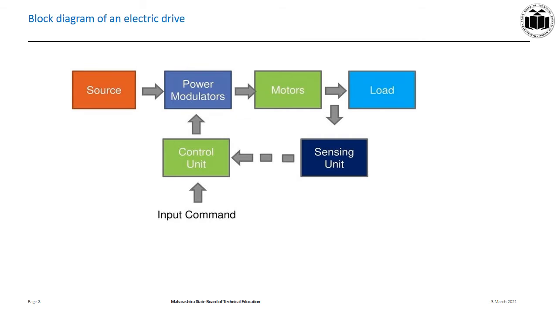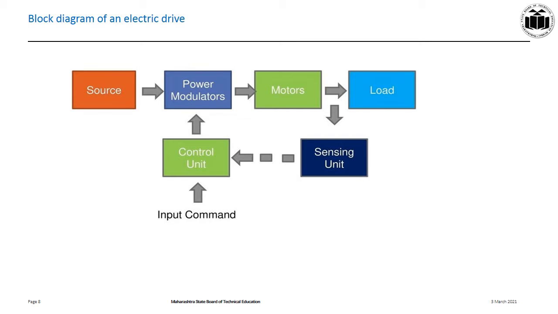This diagram shows the block diagram of the electric drive, in which we can see there is a source, power modulator, motor, load, sensing unit and the control unit. A source can be AC or DC, depending on the type of motor. AC or DC power is fed to the power modulator and the power modulator sends the control power to the motor so that its performance parameters like speed and torque can be controlled.